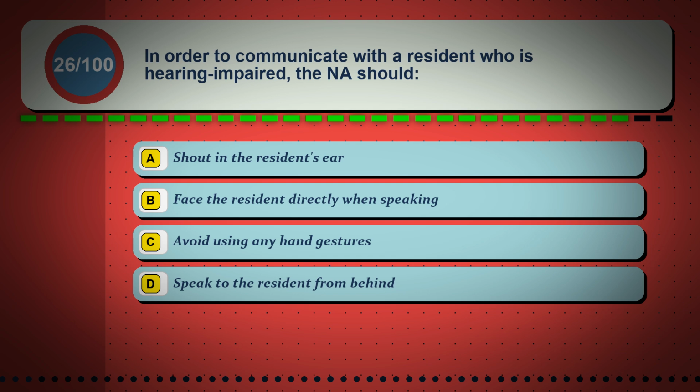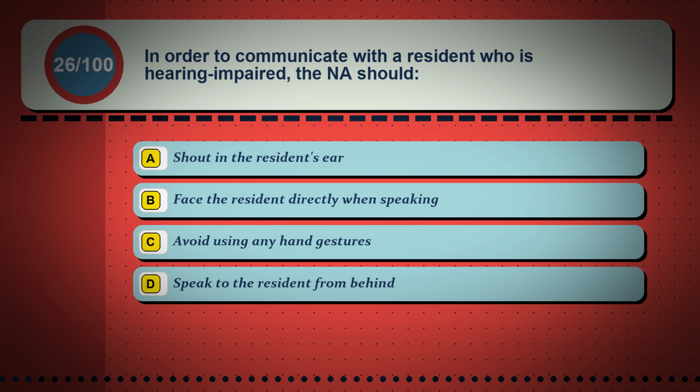Question 26. In order to communicate with a resident who is hearing impaired, the NA should: Option A. Shout in the resident's ear. Option B. Face the resident directly when speaking. Option C. Avoid using any hand gestures. Option D. Speak to the resident from behind.